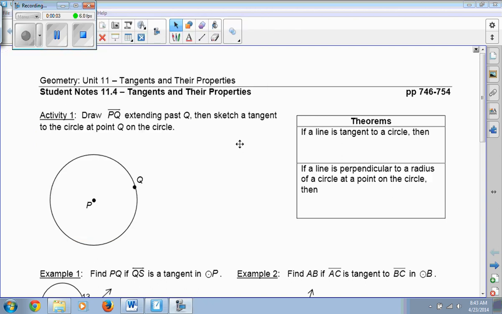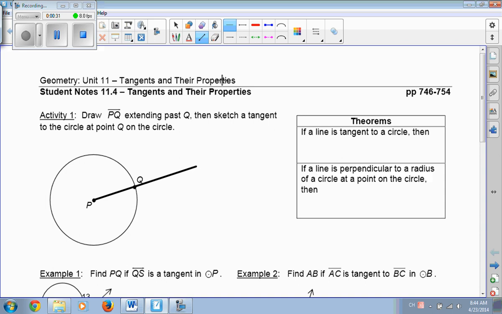Okay, this is Student Notes 11.4, Tangents and their Properties. The first thing we're going to do is start out with a theorem. Draw ray PQ extending past Q, then sketch a tangent to the circle at point Q on the circle. First thing we're going to do is stretch a ray from P through Q.